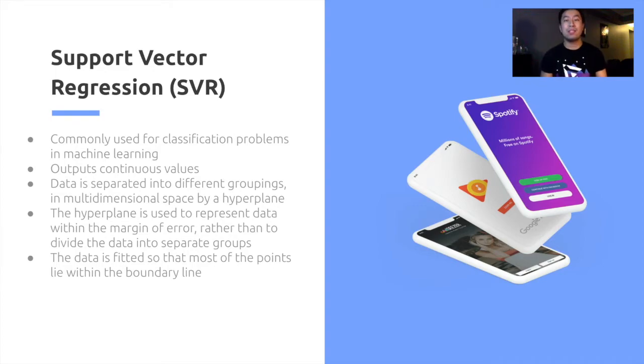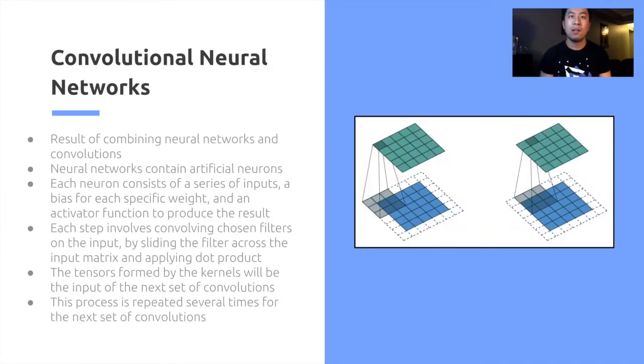And finally, we have the CNNs, convolutional neural networks. This is a result of combining neural networks and convolutions together. And the neural networks contain artificial neurons. Each neuron consists of a series of inputs and a bias for each specific weight and an activation function to produce a result. Each step involves convolving chosen features on the input by sliding the filter across the input matrix and applying the dot product, as you can see in the image here. The tensors are formed by the kernels of the input, and those will be the next set of the convolutions. This process is repeated several times for the next set of convolutions as well.